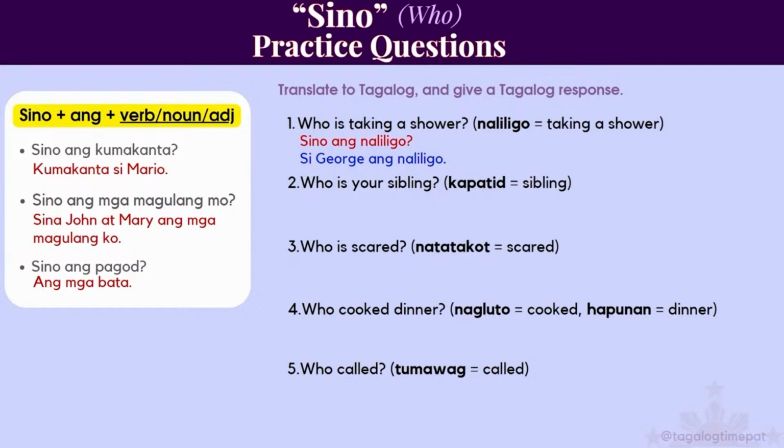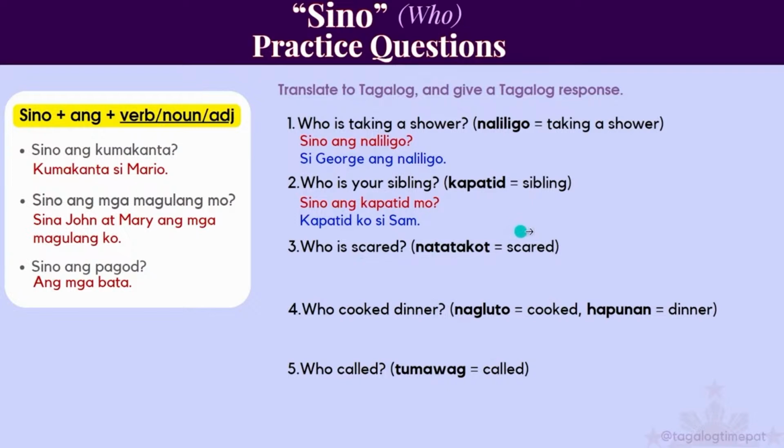Okay, welcome back. Let's do number 2. Who is your sibling? Sibling in Tagalog is kapatid. Sino ang kapatid mo? So kapatid is a noun. The response, kapatid ko si Sam. Or it could be, si Sam ang kapatid ko. Remember, there are different ways to respond. Number 1, we said, si George ang naliligo. It could have also been, naliligo si George. So again, you can look back at the different ways a response can be made. When in doubt, just say the shortest answer. So this one could have been, si Sam. Sino ang kapatid mo? Si Sam.